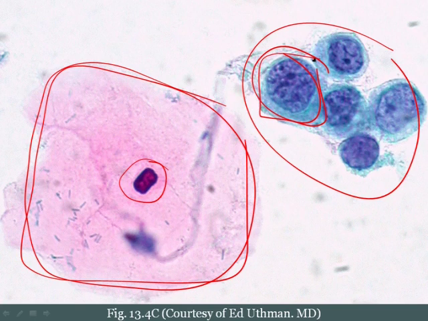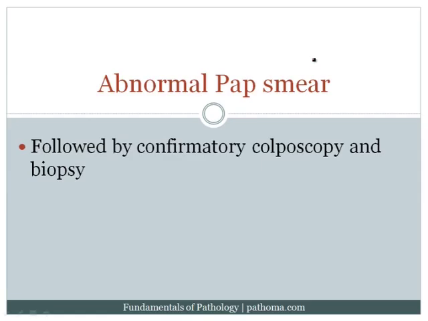Notice that the nucleus looks dark and hyperchromatic. And so, again, these are all the features that we would expect to see in dysplasia. And that's important to bear in mind. Now, when a patient has an abnormal Pap smear, remember that the Pap smear is a screening test, and every screening test in medicine must be confirmed.